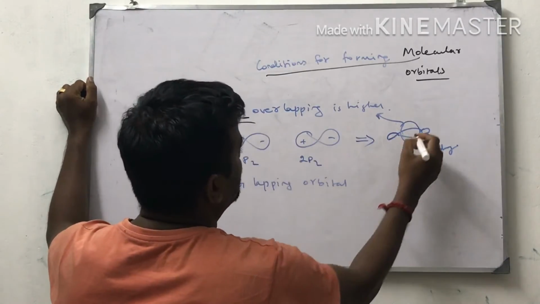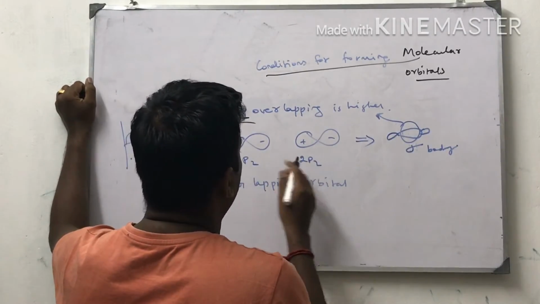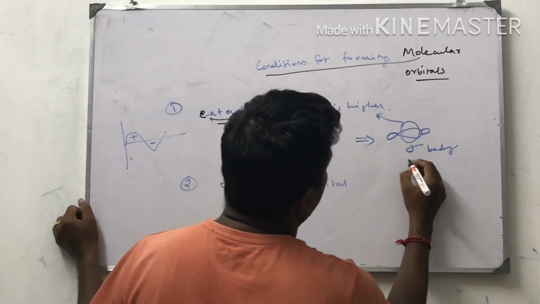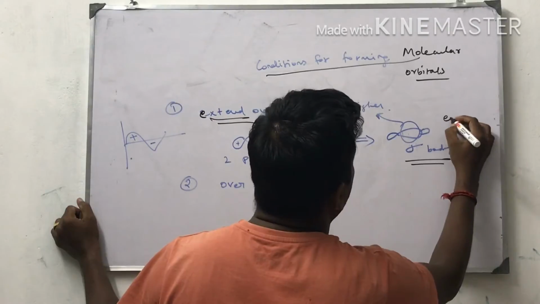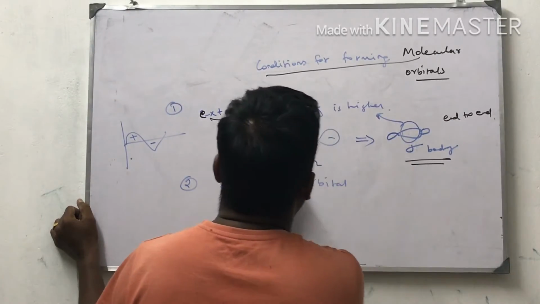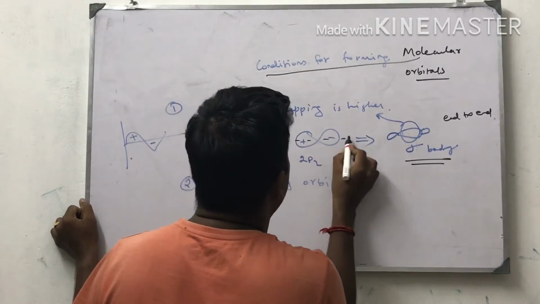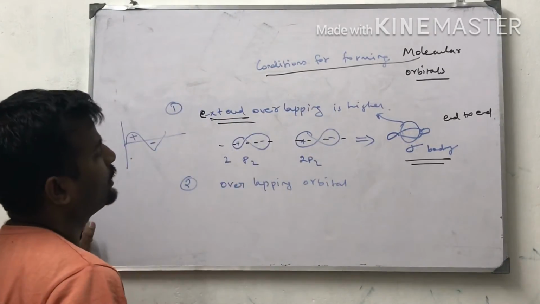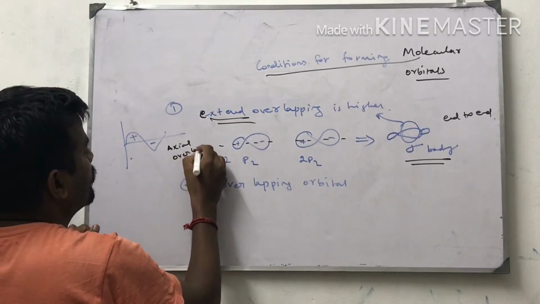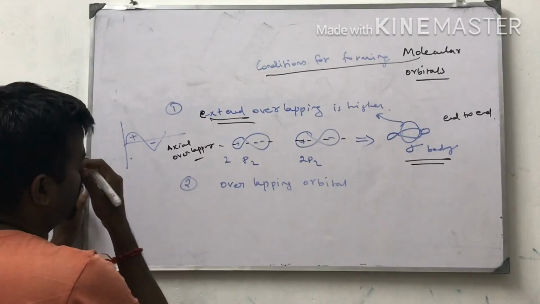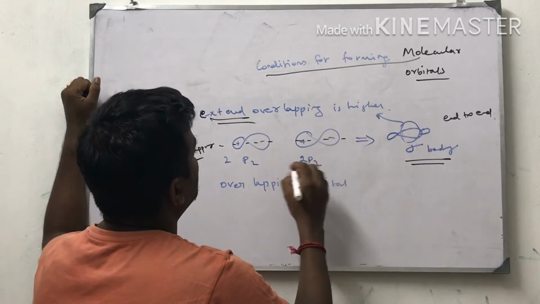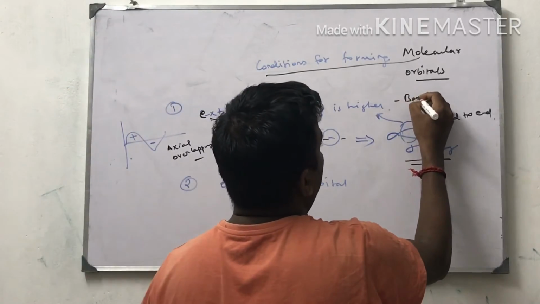This is the extent of overlapping. This is called end-to-end overlap. Two pz of one atom and two pz of the other atom overlap each other, so they tend to reach end-to-end overlapping. Sigma bond, head-on overlapping. This is also internuclear axial overlapping, so it is also called axial overlapping. This is the sigma bond. When the extent of overlapping is higher, the bond is strong.